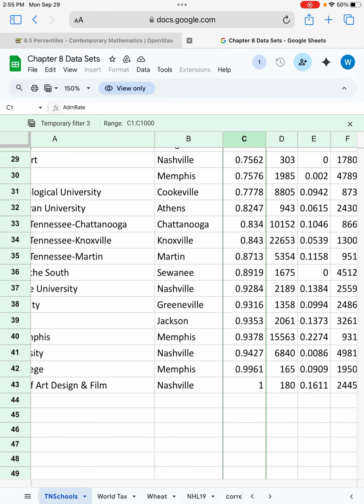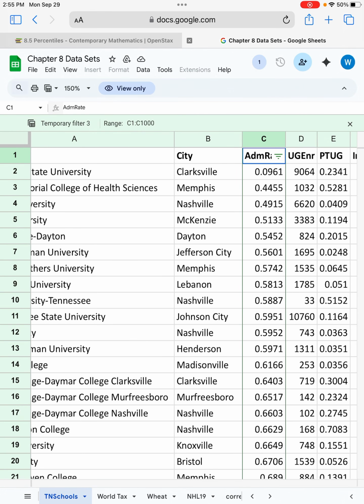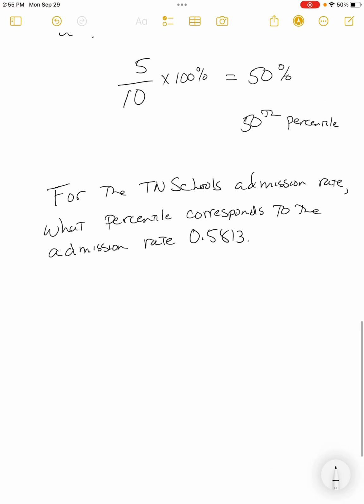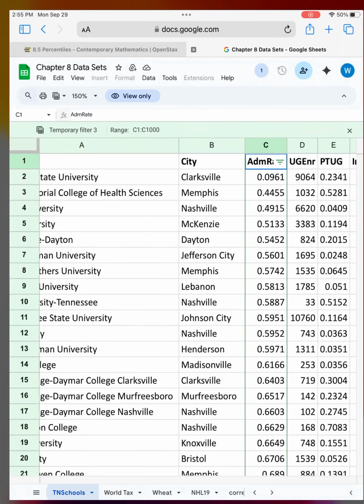Now notice that I'm here at 43, so there's at most 43 pieces of data. But that first line is not data, so there's 42 pieces of data. If I were to count each one, I would get 42. When I go to answer this question, I apologize because it's going to jump every time. I know that I'm going to divide by 42 times 100% to get my percentile. All I have to do is count the admission rates that are less than 0.5813.